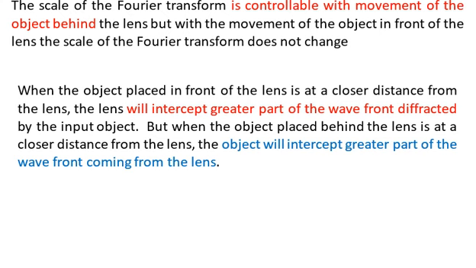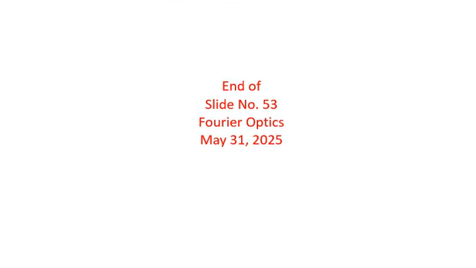So when the object placed in front of the lens is at a closer distance from the lens, it will intercept the greater part of the wavefront diffracted by the input object. But when the object placed behind the lens is at a closer distance from the lens, the object will intercept a greater part of the wavefront coming from the lens. So you see that this is the end of slide number 53.